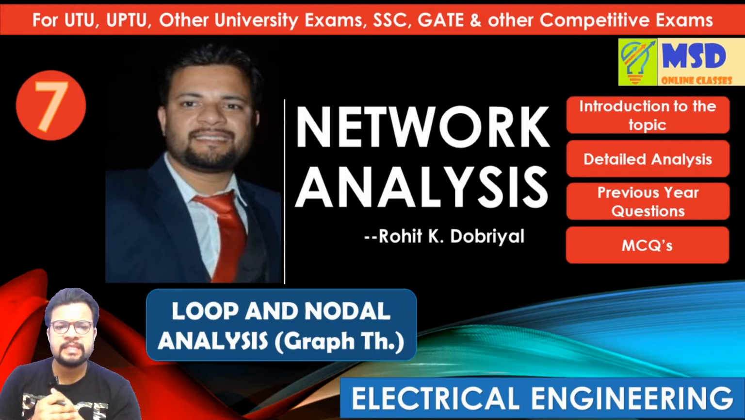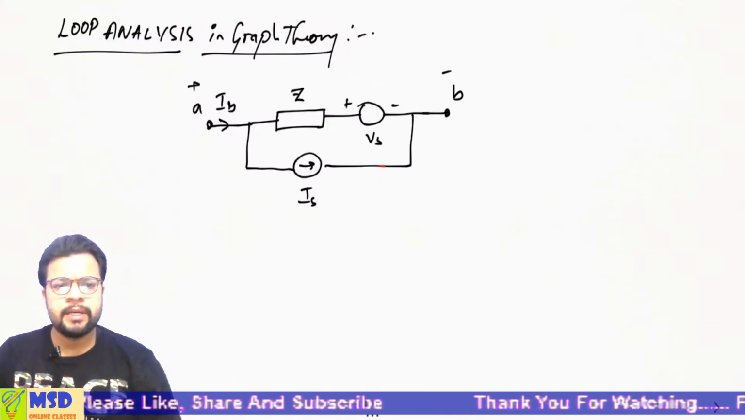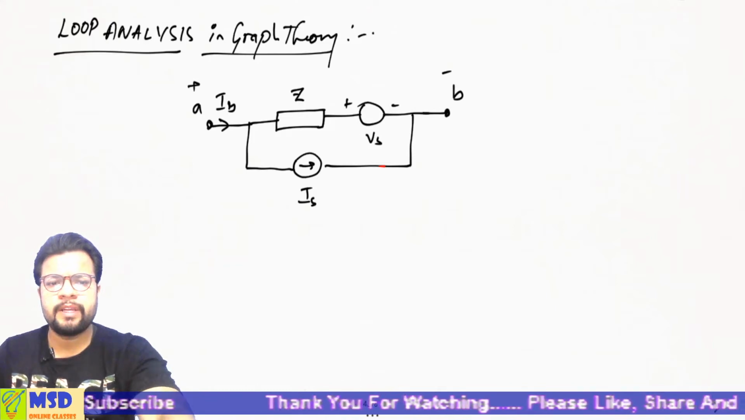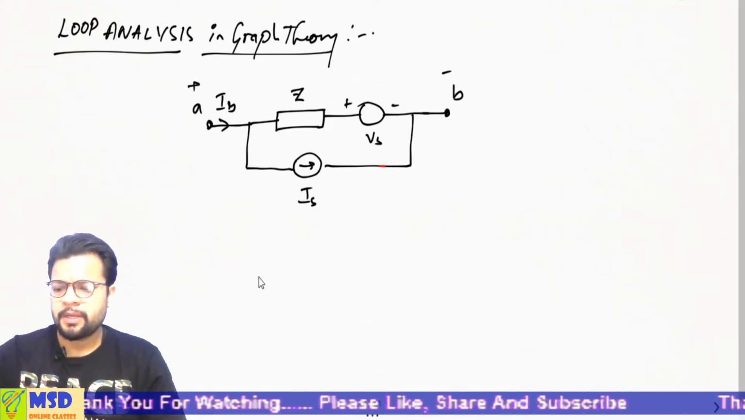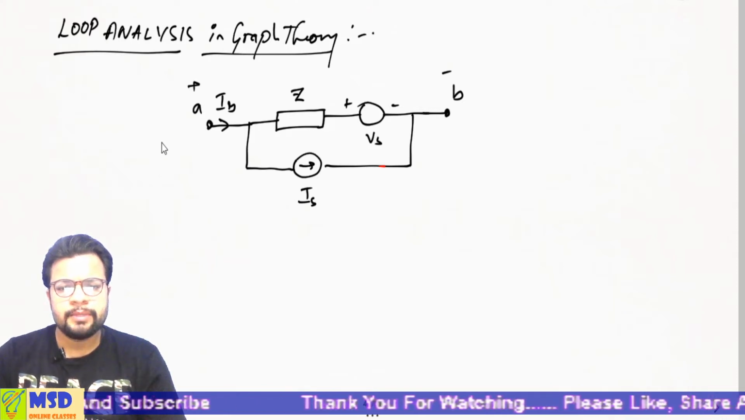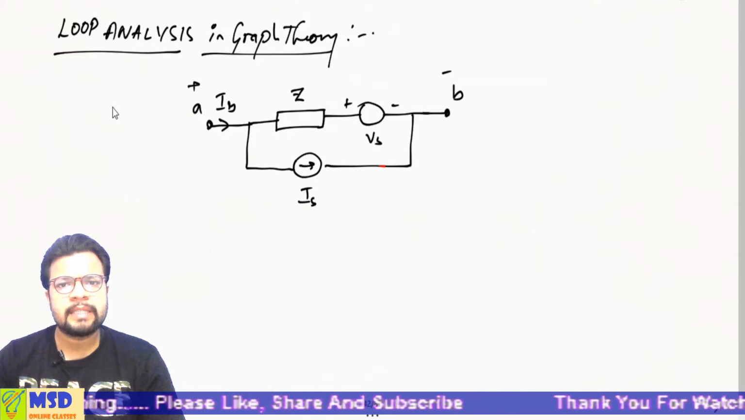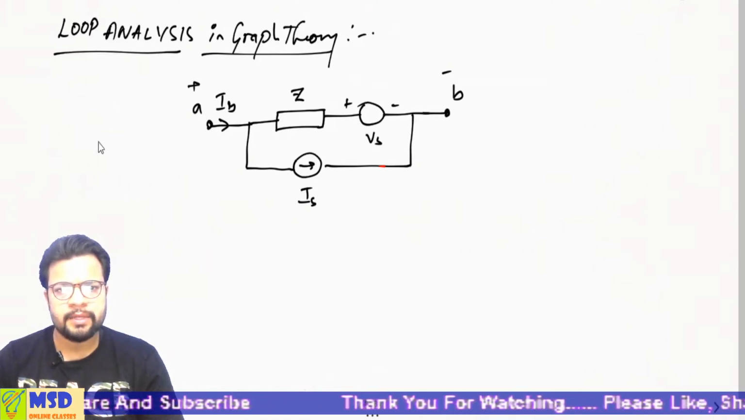We are into the seventh session of Network Analysis and Synthesis. Today we will be dealing with loop and nodal analysis and graph theory. In the previous session, we have already discussed various interrelationships between different matrices in graph theory. Today I'll be using those relations to do loop analysis and nodal analysis in graph theory.